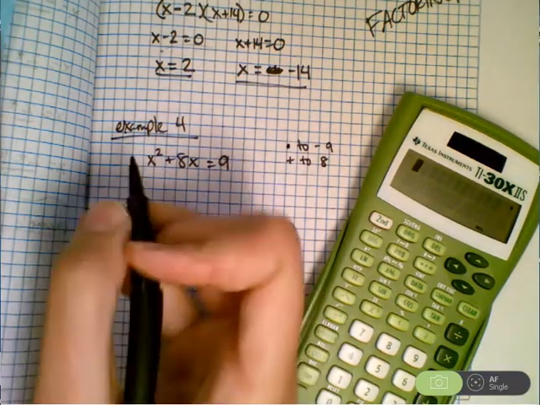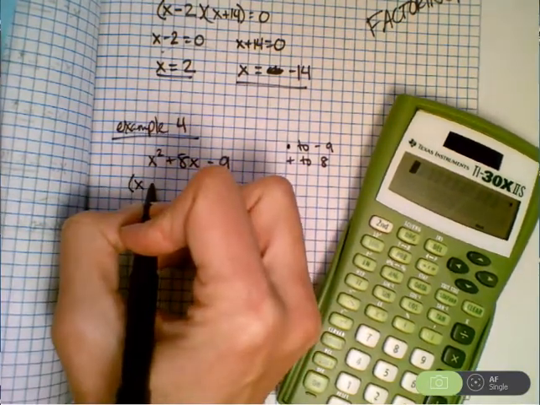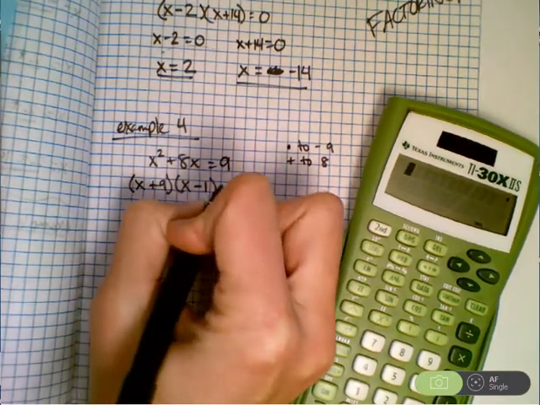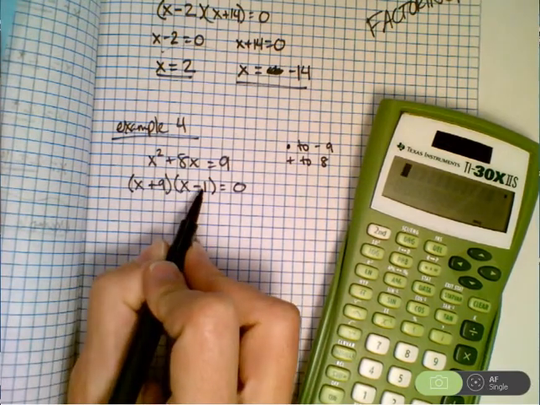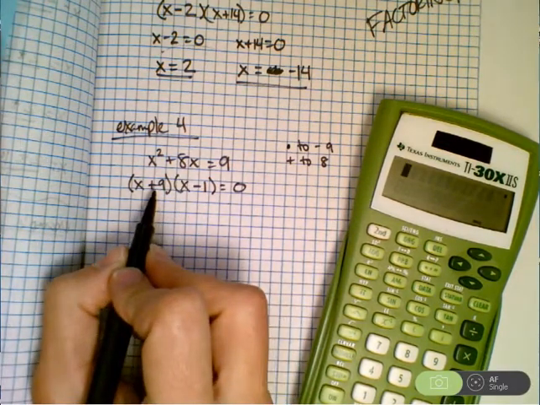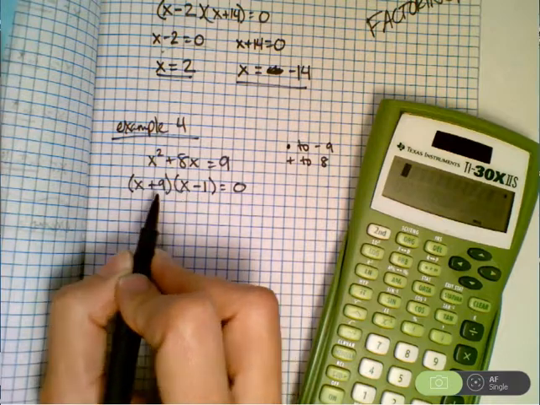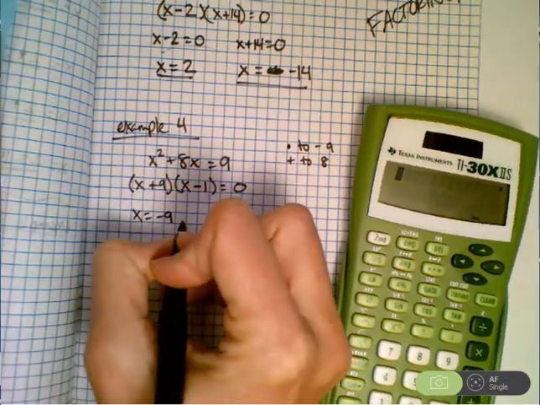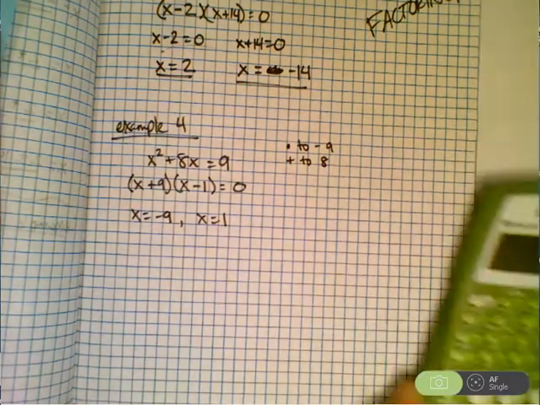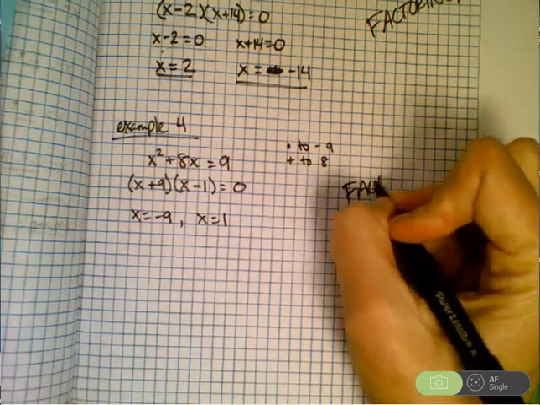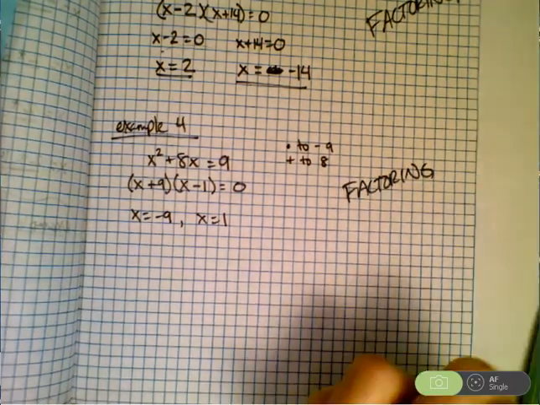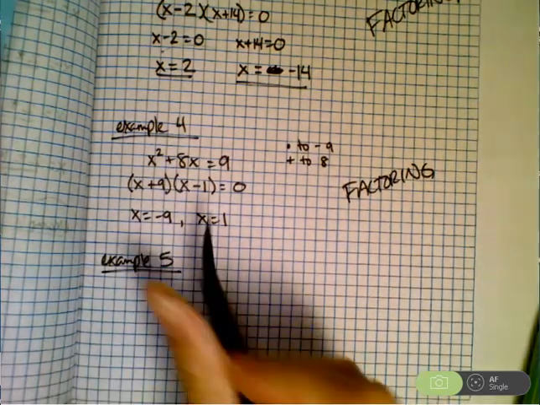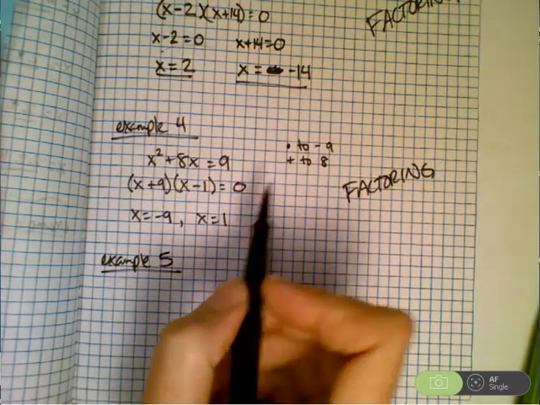The numbers that multiply to negative 9 and add to 8 give us x plus 9 and x minus 1, right? Negative 1 plus 9 is 8, and 9 times negative 1 is negative 9. So x is either negative 9 or x is 1. So that ended up being a second factoring example. But that just shows you how quickly you can solve it using factoring if you think of those two numbers.